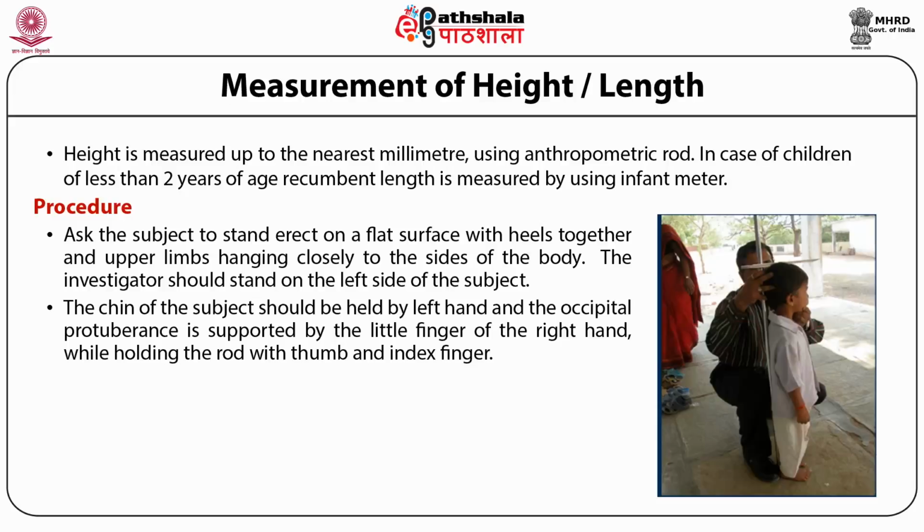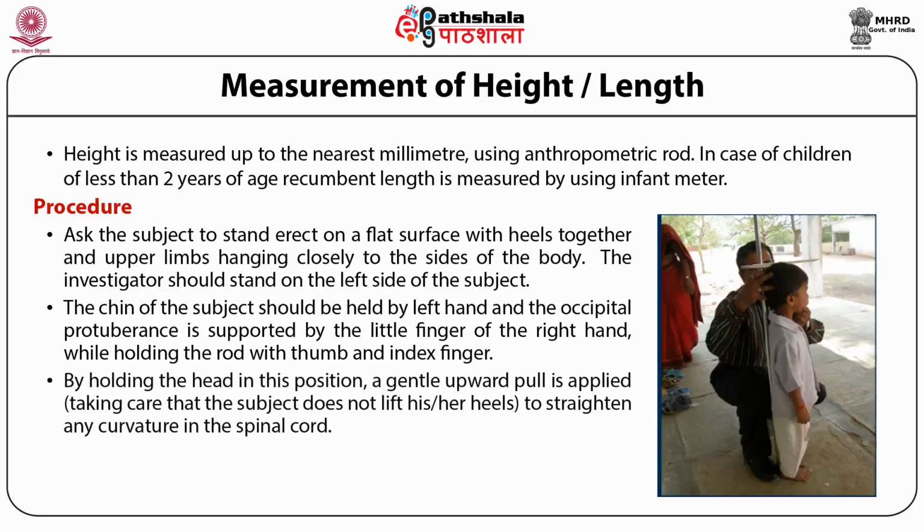The head should be positioned such that the imaginary line drawn from the tragus of the ear to the infraorbital margin, that is the lower border of the socket of the eye, is parallel to the ground, which means the subject is in the FH plane or Frankfurt horizontal plane.